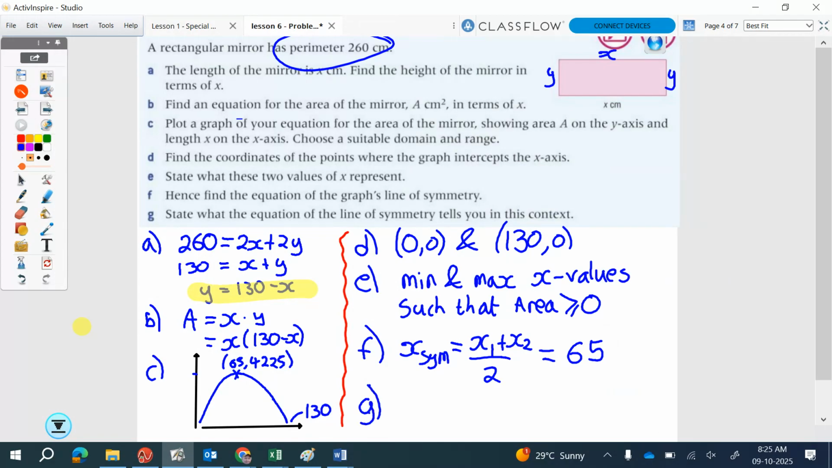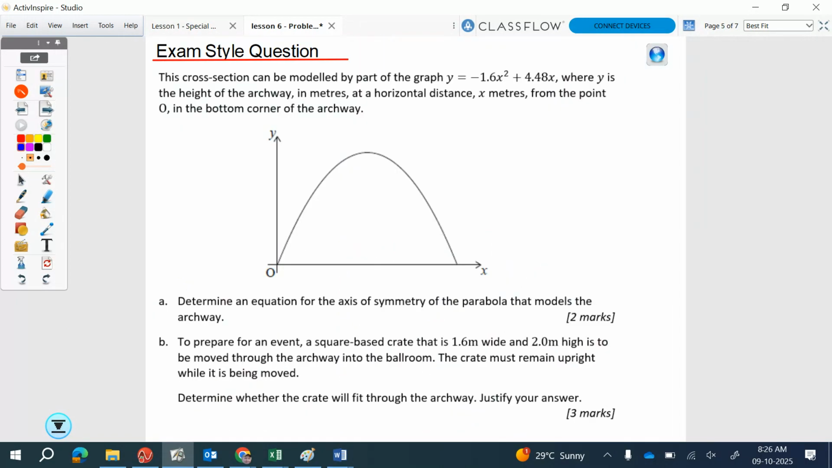State what the equation of the line of symmetry tells you in this context. Well, that tells you the x value that will create the maximum. So the axis of symmetry is the x maximum value. In more context, that tells you the x value that will make the square, because y is also going to be 65.